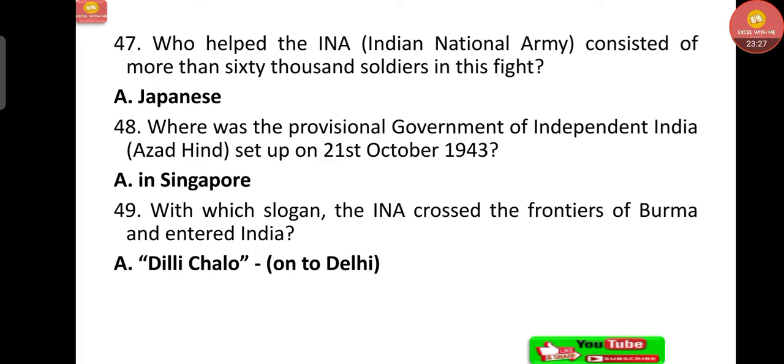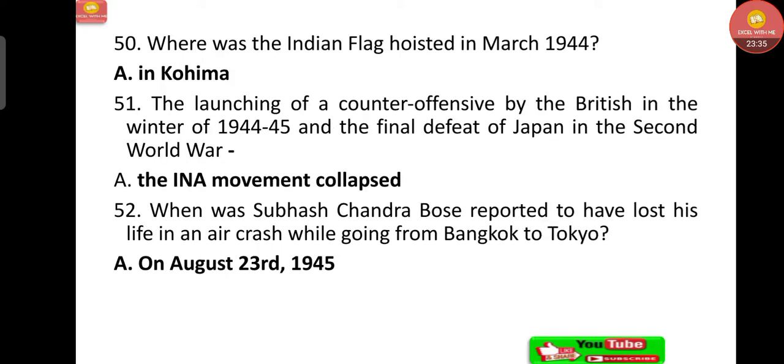Where was the provincial government of independent India, Azad Hind, set up on 21st October 1943? That was in Singapore. With which slogan did the INA cross the frontiers of Burma and enter India? Dilli Chalo, on to Delhi. Where was the Indian flag hoisted in March 1944? That was in Kohima.